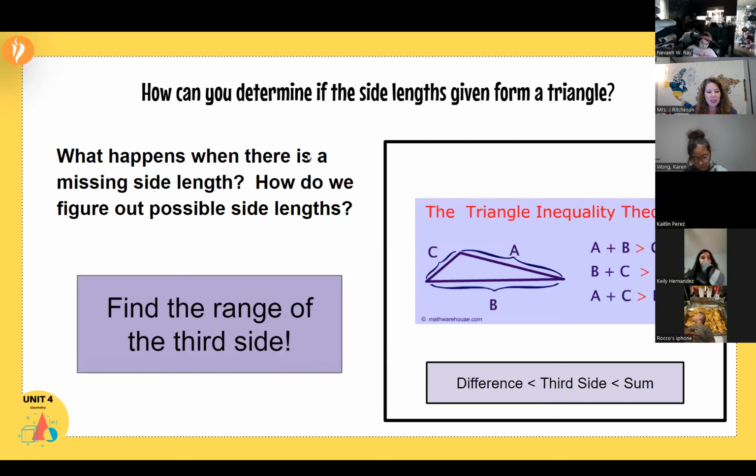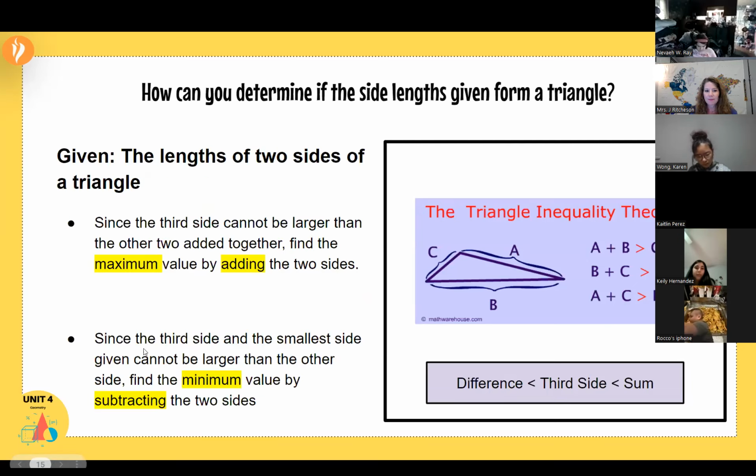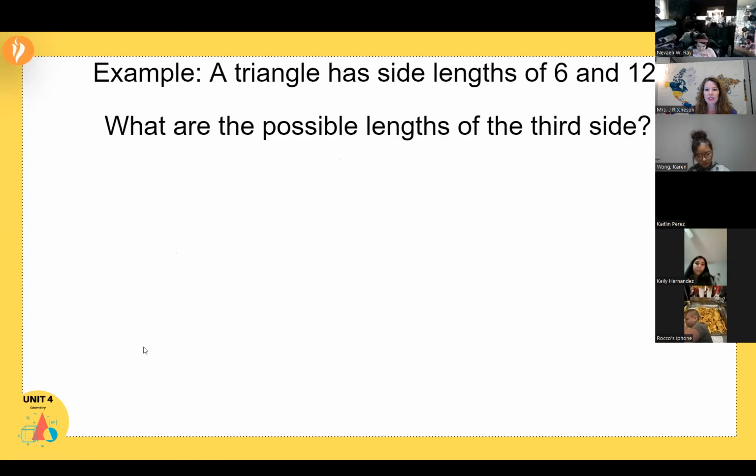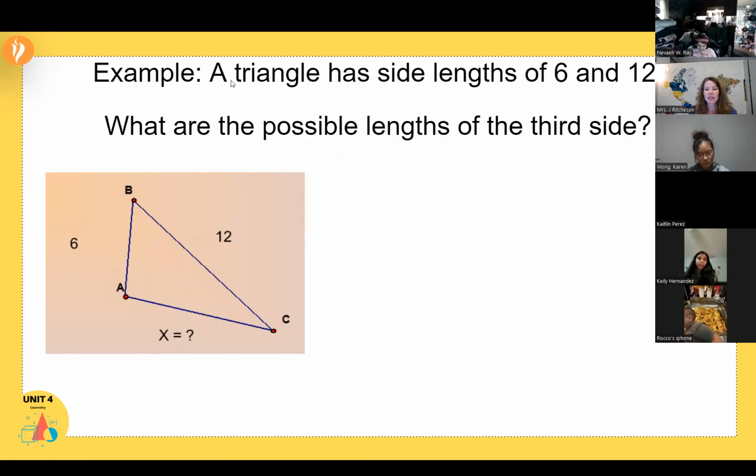All right. So what happens when there is a missing side length? How do you find out possible side lengths? Okay. So basically, you guys are going to answer the question, find the range that the third side could be. All right, I'm going to move ahead for a second. So let's say we have a triangle. We have only 2 numbers for the side lengths, okay? One side is 6 and the other side is 12. And if 12 is the longest side, what is the smallest this number would have to be?